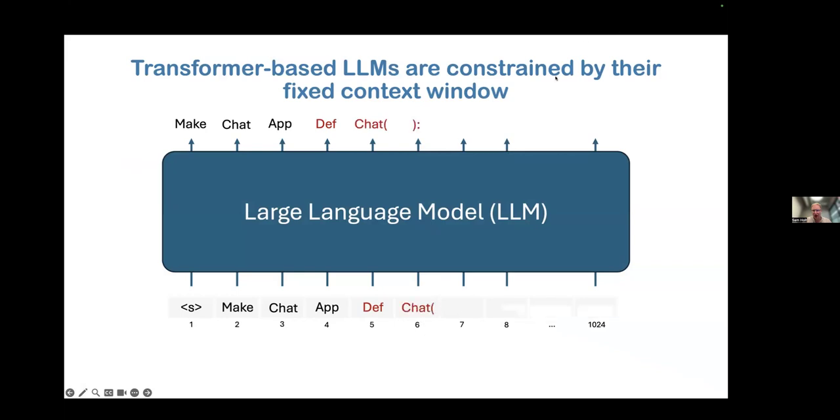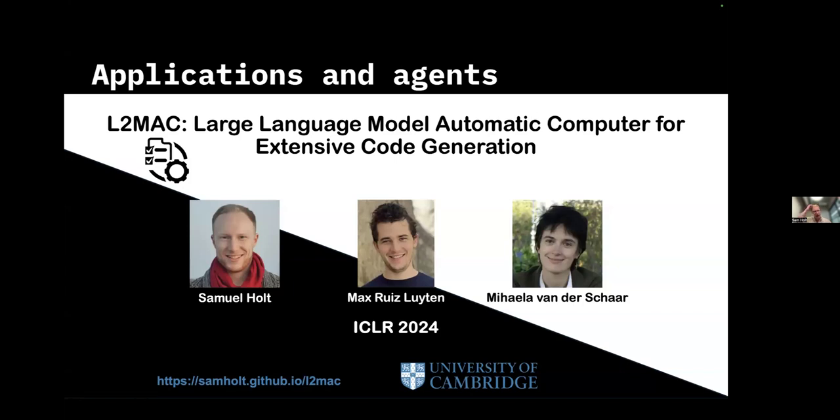So this was a paper at ICLR this year, L2MAC: Large Language Model Automatic Computer for Extensive Code Generation. This is work by myself and my amazing co-author Max, under the supervision of Mihaela van der Schaar. You can find more information about this particular paper on my personal website you see below.